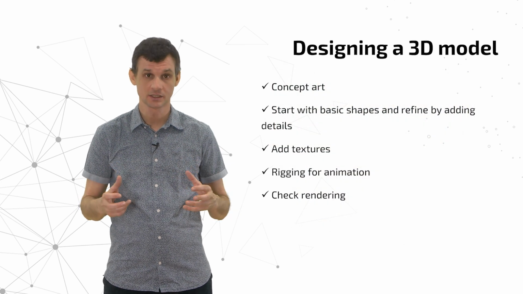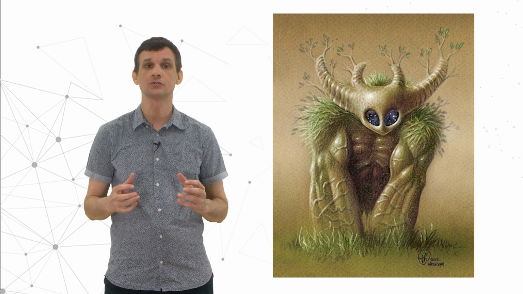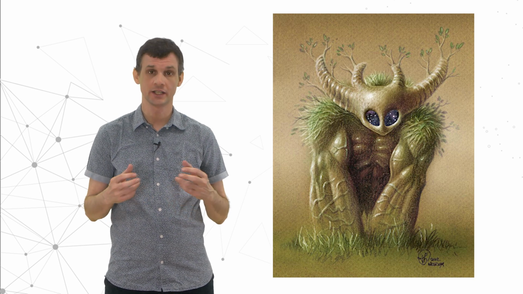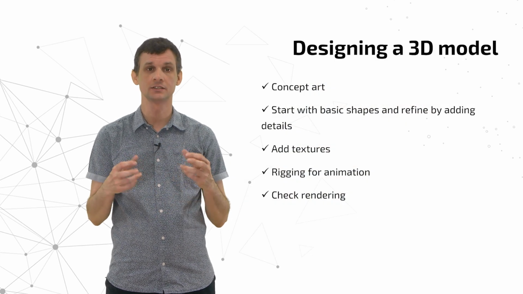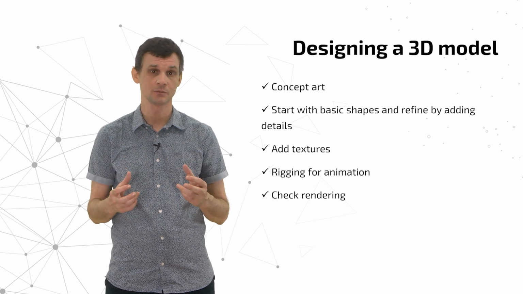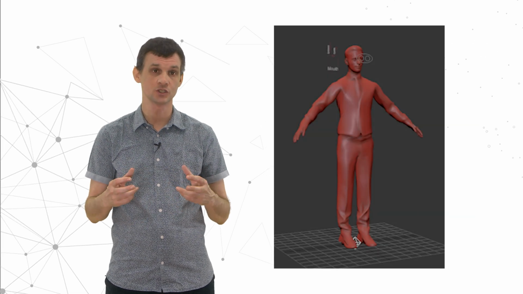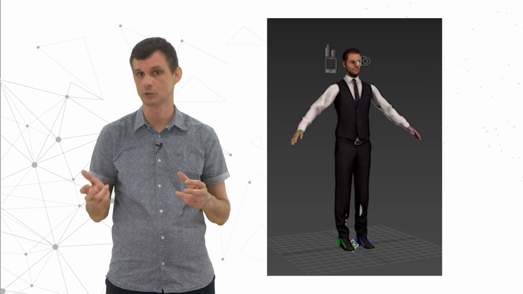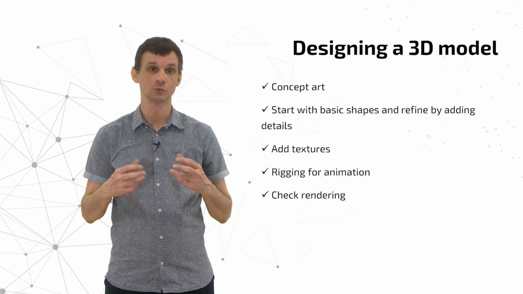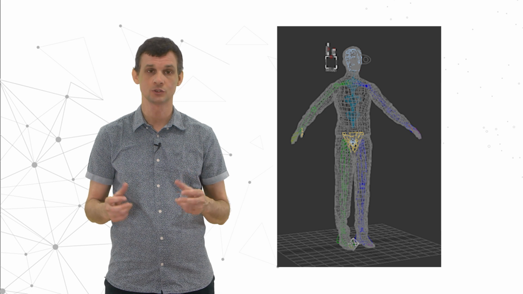Before modeling begins, artists and designers usually draft concept art. Using software like Blender, artists create 3D models. They start with a basic shape, such as a cube or a sphere, and refine it by adding details. Once the model is finalized, it's time to add colors, patterns, and details. This is done by creating and applying 2D images known as textures onto the model. If the model needs to move or be animated, like a character, a virtual skeleton is created, which is called rigging.